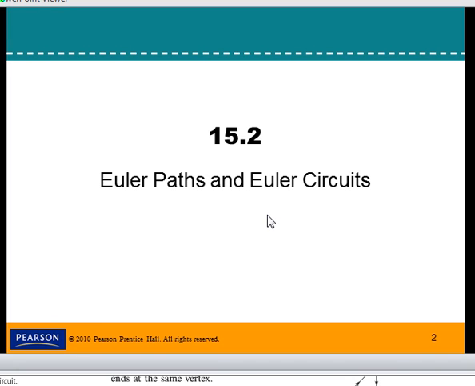This lesson corresponds to section 14.2 in Math in Our World. This section is on Euler paths and Euler circuits.